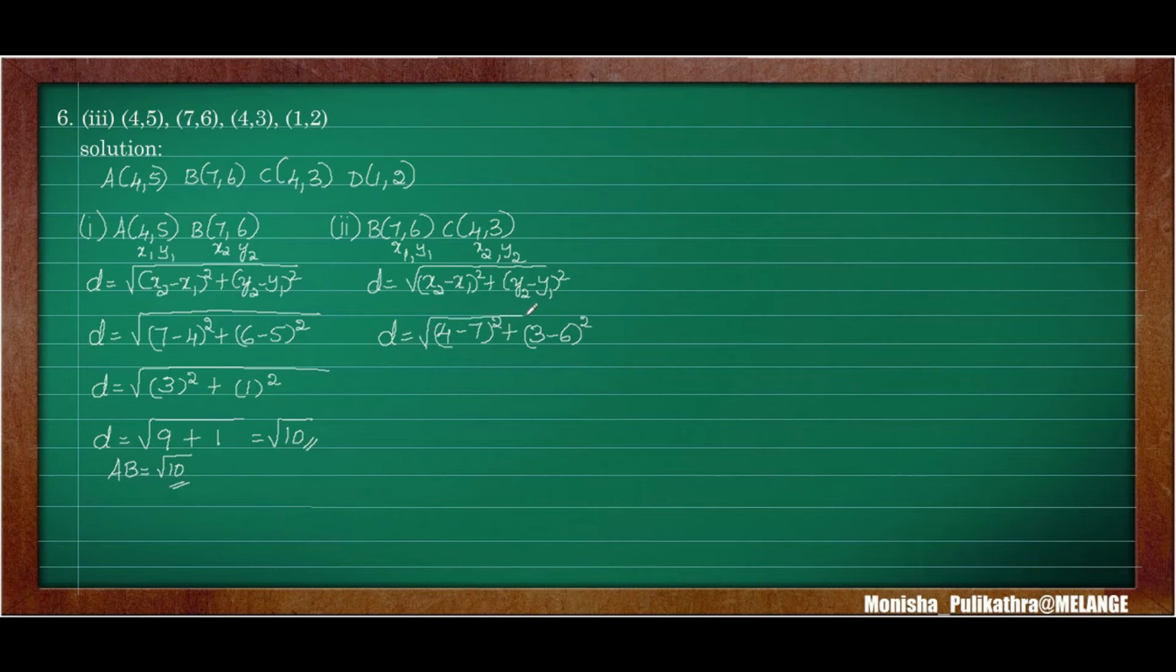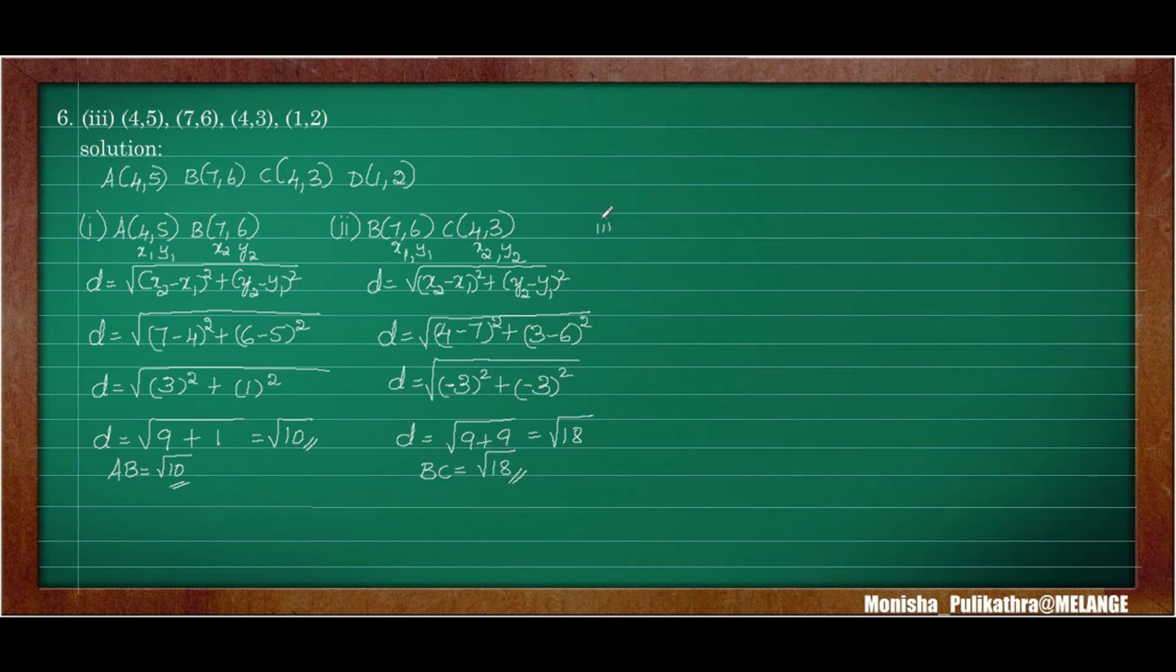So here 7 minus 4 is 3, larger number sign is minus. So minus 3 whole square plus 6 minus 3 is 3, larger number sign is minus. So minus 3 whole square. So D is equal to minus 3 square is 9 plus minus 3 square is 9. So we will get root 18, which is the value for BC. So BC is equal to root 18.